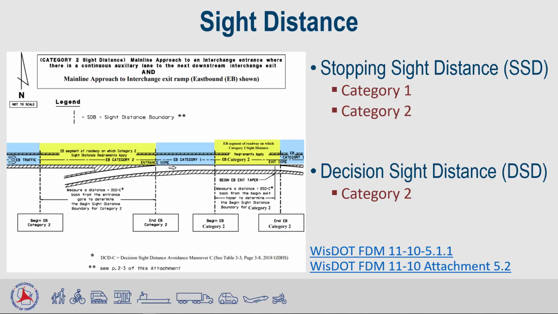Here's another graphic within our FDM indicating where you would analyze stopping site distance and decision site distance based on the different categories. The areas highlighted in blue would be evaluated for stopping site distance or for Category 1, and the areas highlighted in yellow would be evaluated for stopping site distance as well as decision site distance for Category 2 if that was applicable for your situation. There are also other examples within the FDM indicating where these different types of analyses would be needed.